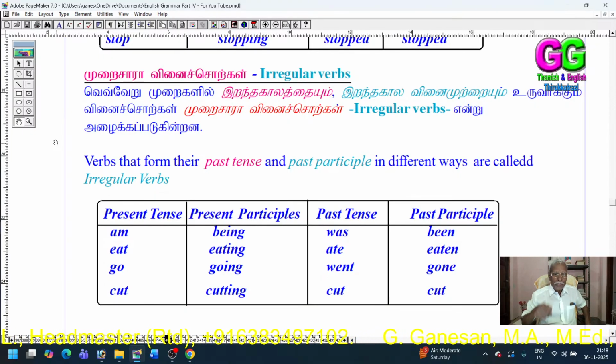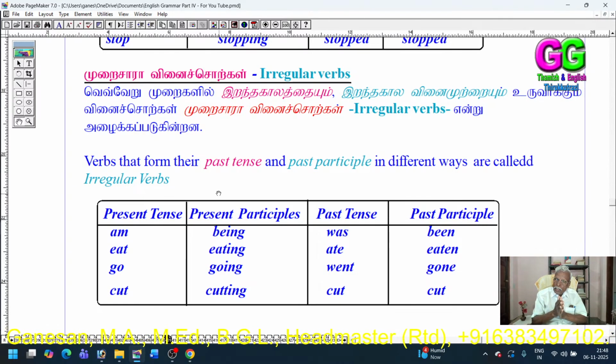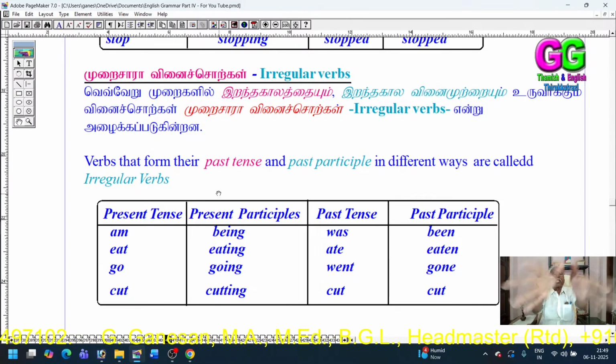Then what are irregular verbs? Verbs that form their past tense and past participle in different ways are called irregular verbs. Verbs which form their past tense and past participle by taking either d or ed are called regular verbs.